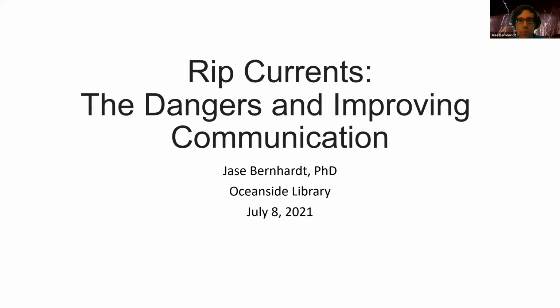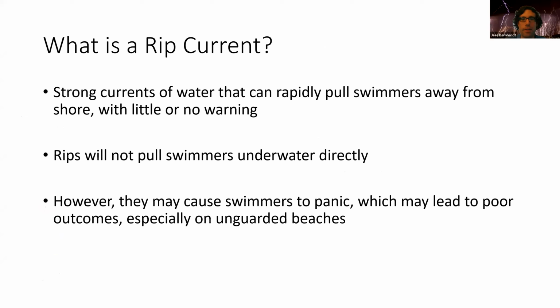First, what is a rip current? A rip current is a strong current of water that can rapidly pull swimmers away from the shore with little or no warning. That's sort of the textbook definition. Let's dig into this a little bit and make it understandable. And by the way, if you're here live and have any questions, feel free to type in the chat or come off mute, and I'll be happy to try and answer them.